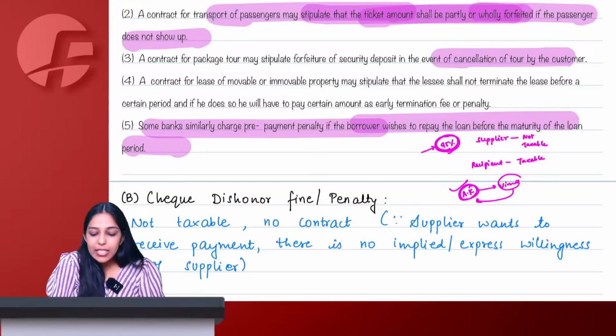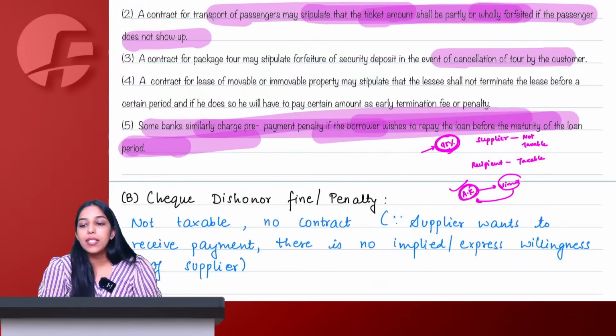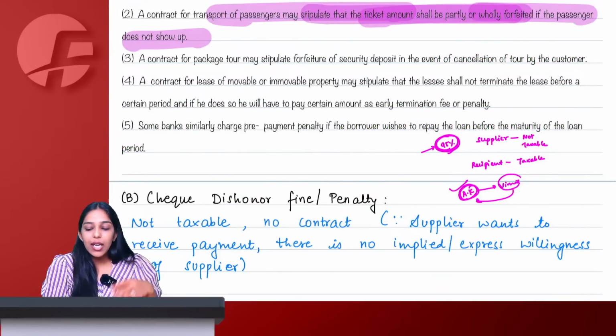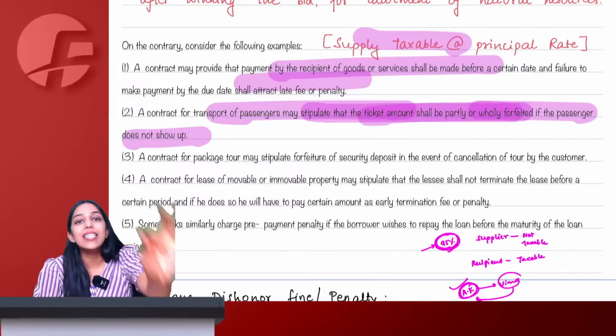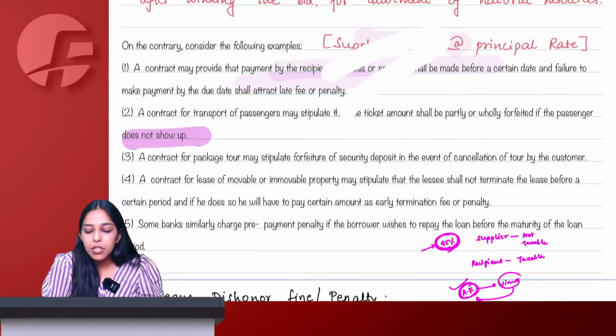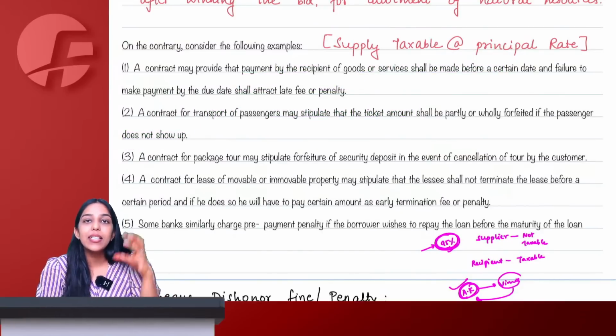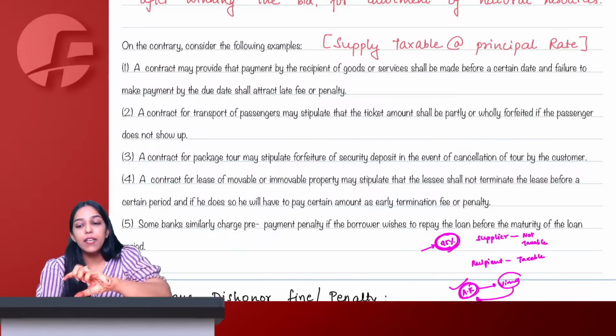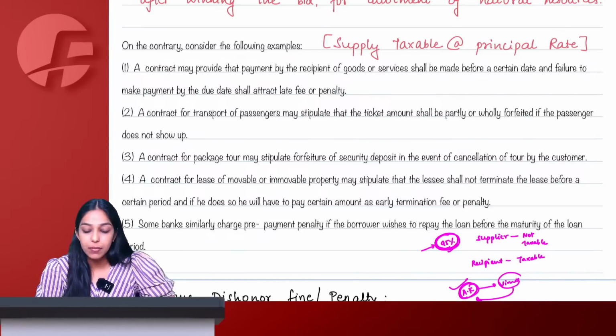The customer is paying some prepayment penalties to the banks, it is taxable. So this is, I will say, a tip. It will work 95% of the times, not all the times. I repeat again, sometimes you will have to apply your brain to understand and think whether this is actual breach of contract and actually loss has occurred and therefore payment is done, so it is not taxable.